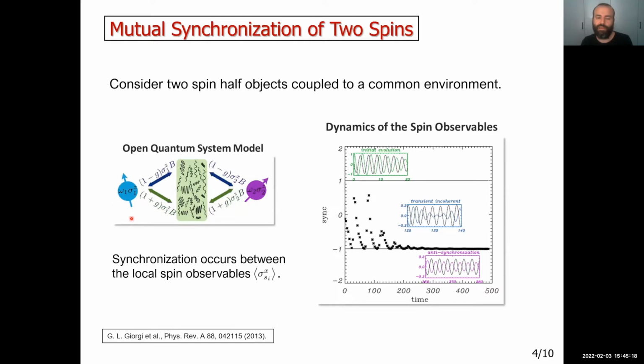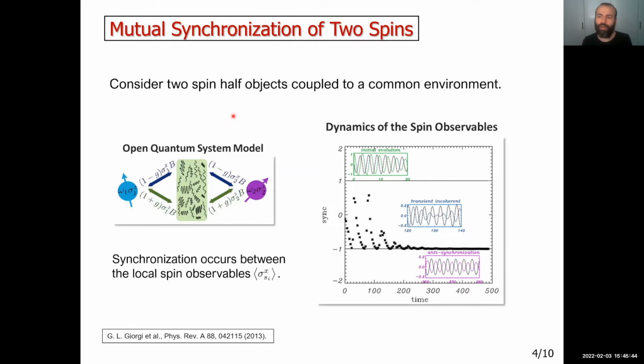And these spins have different characteristic frequencies, omega-1 and omega-2, so that initially there is some detuning between them, because if there was no detuning, the problem would be trivial, right? So it was shown that the synchronization can occur between the local spin observables sigma x here once again.